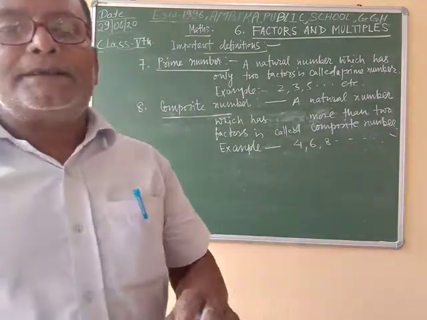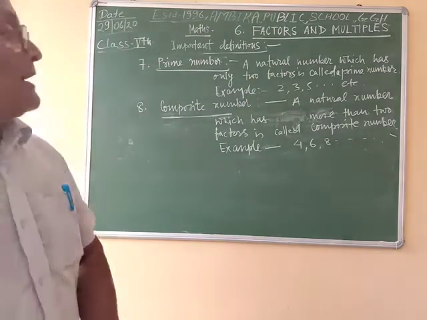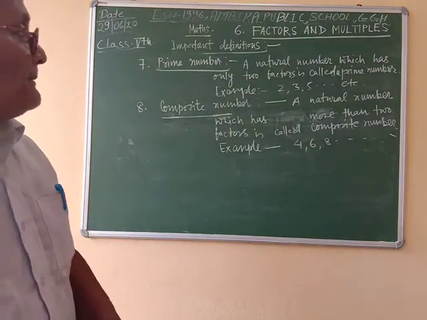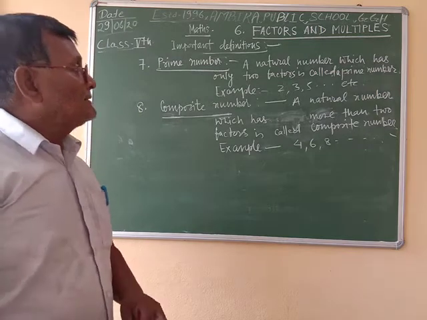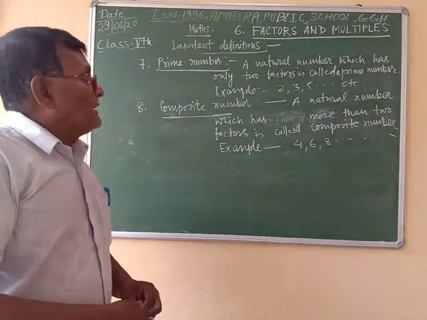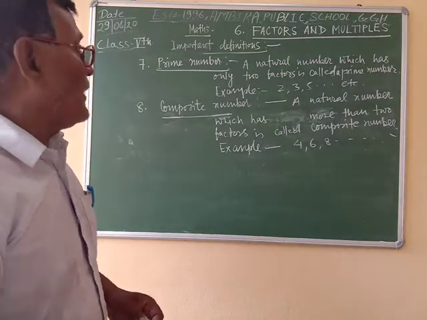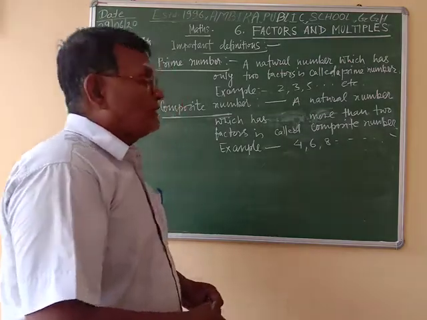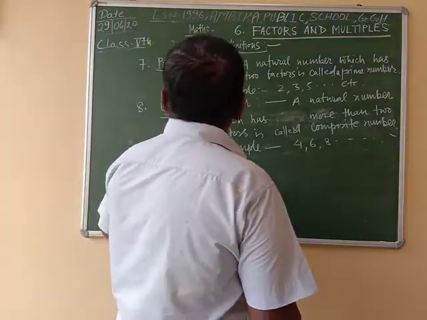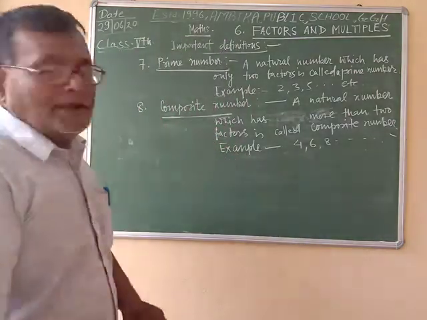And after that, perfect number. A number is said to be a perfect number if the sum of all its factors is equal to twice the given number, so it is called a perfect number, पूर्ण संख्या.